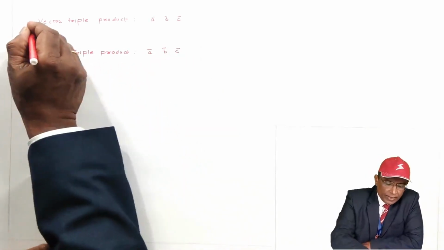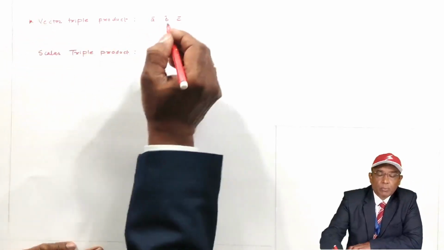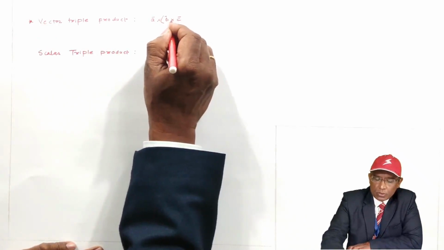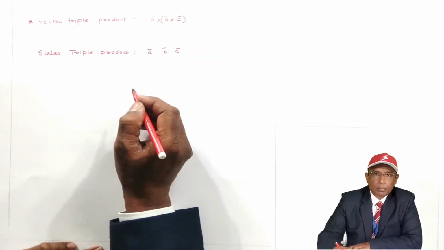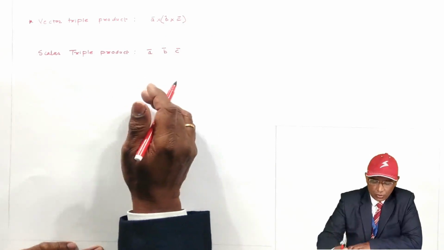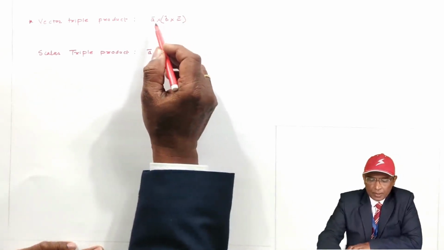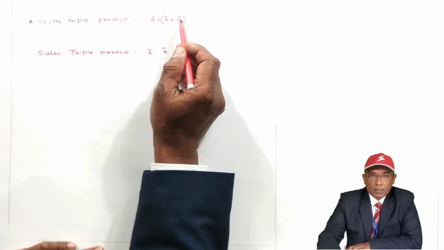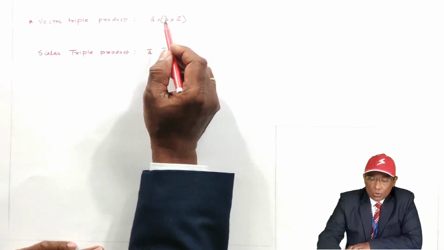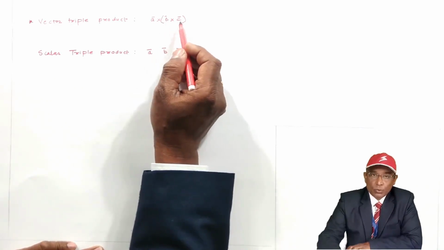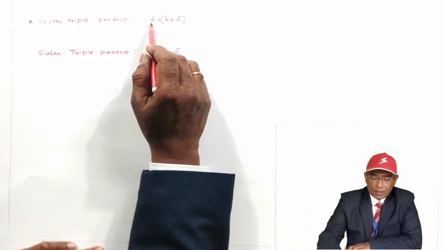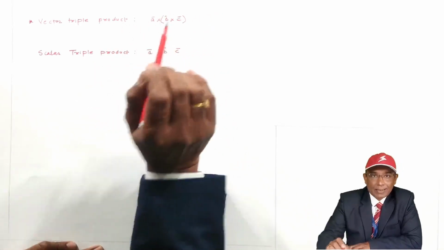Now what is vector triple product? A bar cross B bar cross C bar is a vector triple product, meaning cross product of three vectors in short. And what is happening here? A bar is a vector, and B bar and C bar are two vectors, and with the cross of B bar and C bar you get a third vector. That third vector cross A bar is the complete vector triple product.